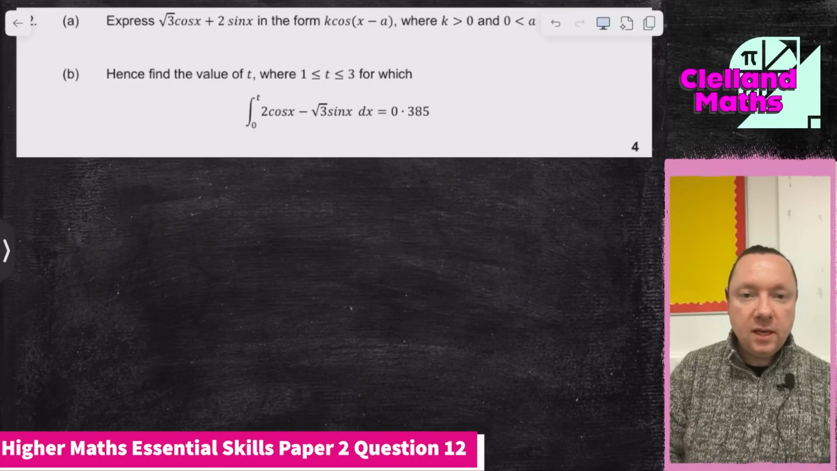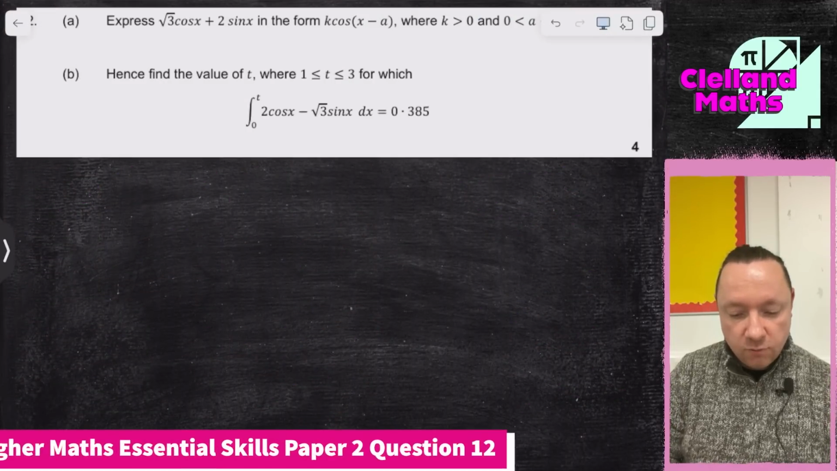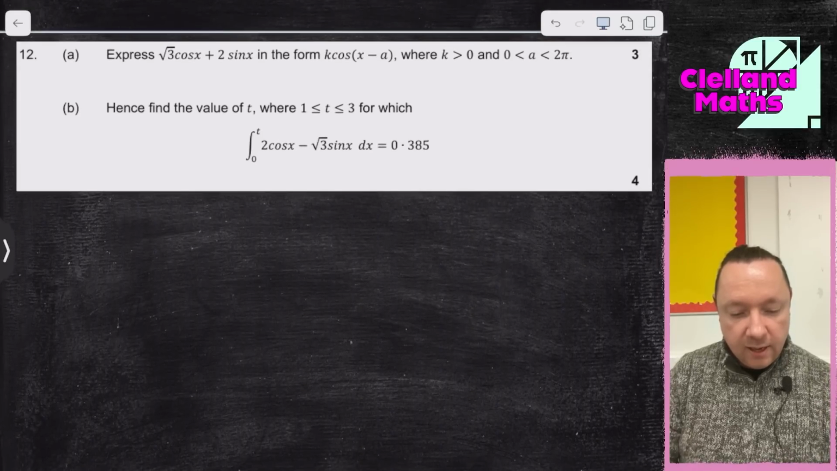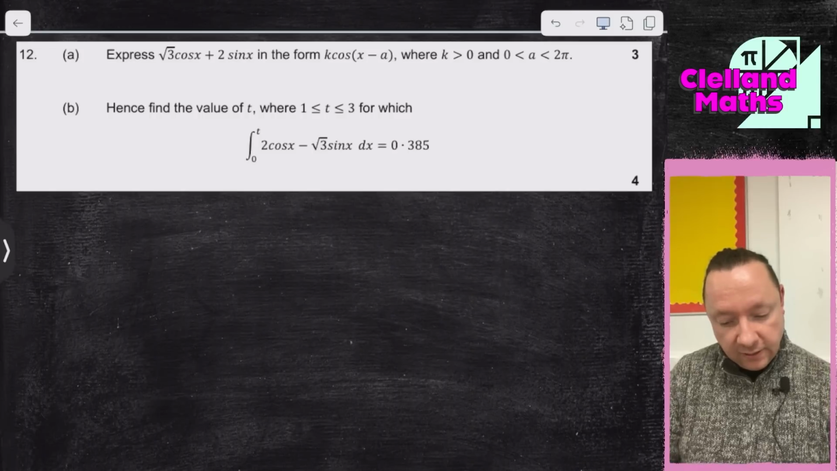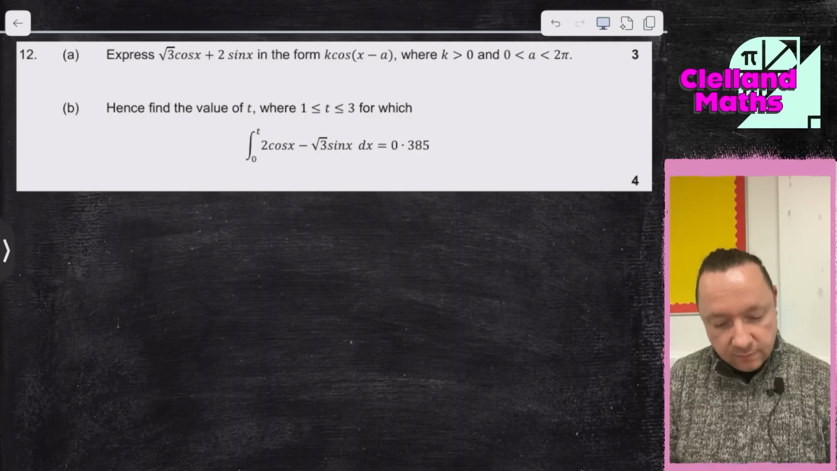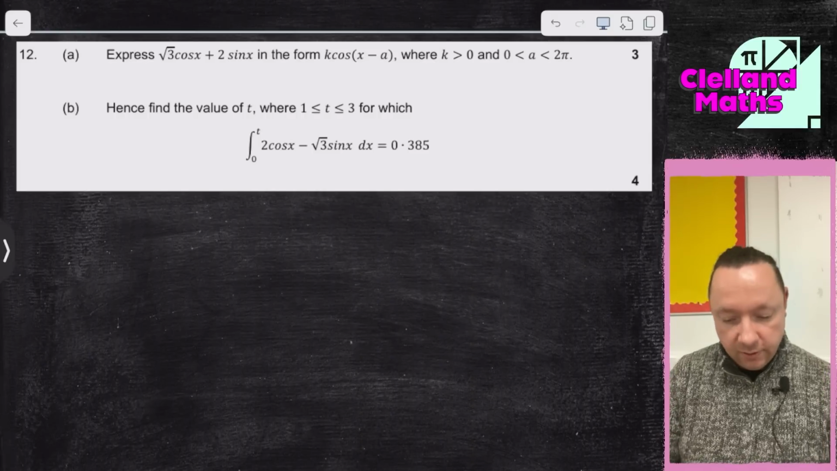Maths 2025 Essential Skills Paper 2, question 12. Express root 3 cos x plus 2 sin x in the form k cos(x minus a), and it's in radians. And then find the value of t, where 1 is less than t is less than 3, for the integral from 0 to t of this. And it says it equals that. Right? We'll get to that in a minute.